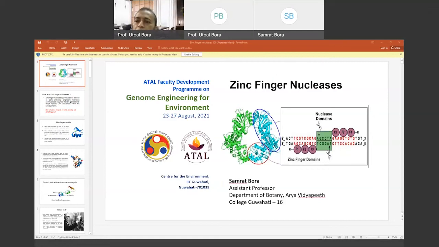So Zinc-finger nucleases, as I was saying, we have a look at the history of the Zinc-finger nucleases, from where they originated and their applications in today's modern world.